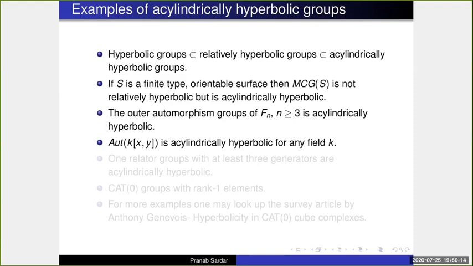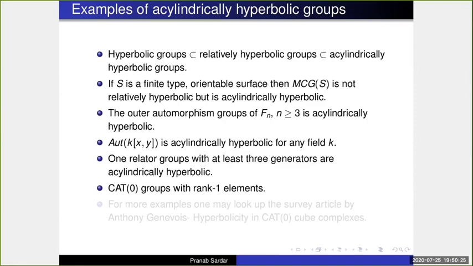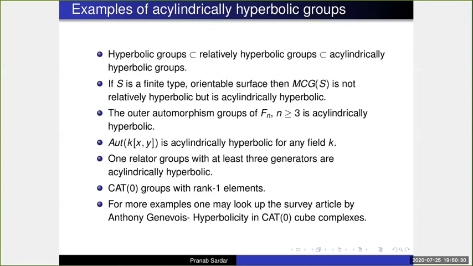And then related groups with at least three generators, these are acylindrically hyperbolic. CAT(0) groups with rank one elements, I don't have time to explain all that, but these are acylindrically hyperbolic. And if you want more examples, you should look at this survey article by Anthony Genevois, Hyperbolicities in CAT(0) cube complexes. He gives a lot of other examples, like which braid groups are hyperbolic and so on. So, this finishes the first part of the talk. Unfortunately, we are running late.